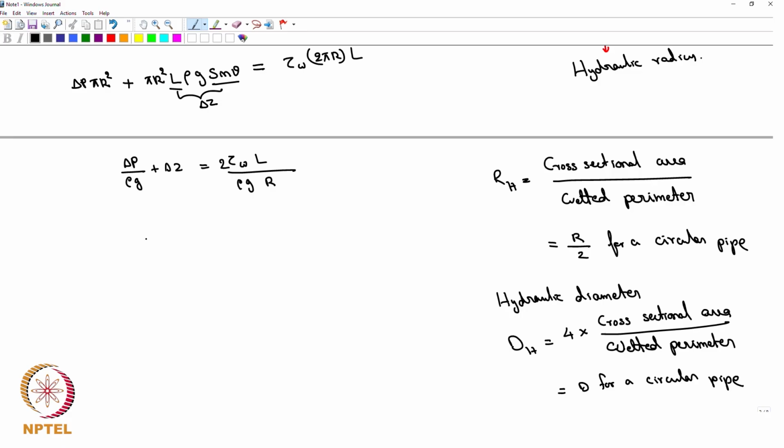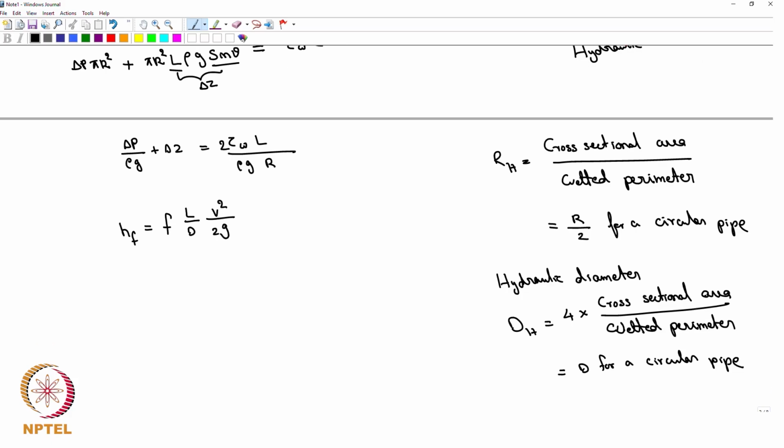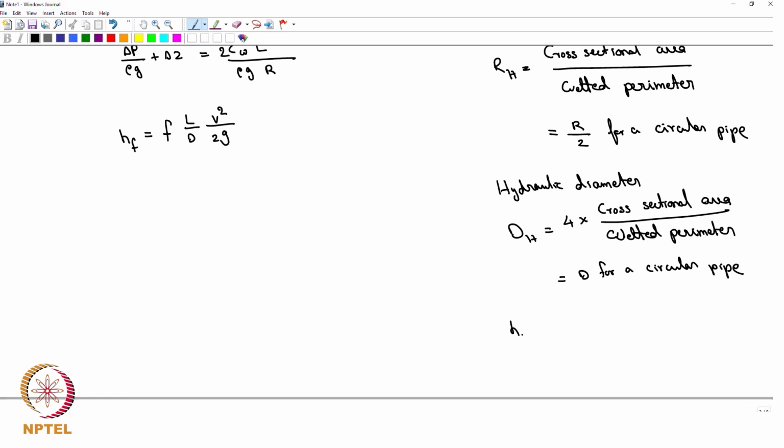So in case of a circular pipe, we wrote h_f, the head loss, is equal to friction factor times L by D, V squared by 2g. In case of a non-circular pipe, we'll write a similar relation: h_f is equal to f times L by D hydraulic, V average squared divided by 2g. Everything that we did for the circular pipe, we just borrow it, but replace all the diameters with the hydraulic diameter.